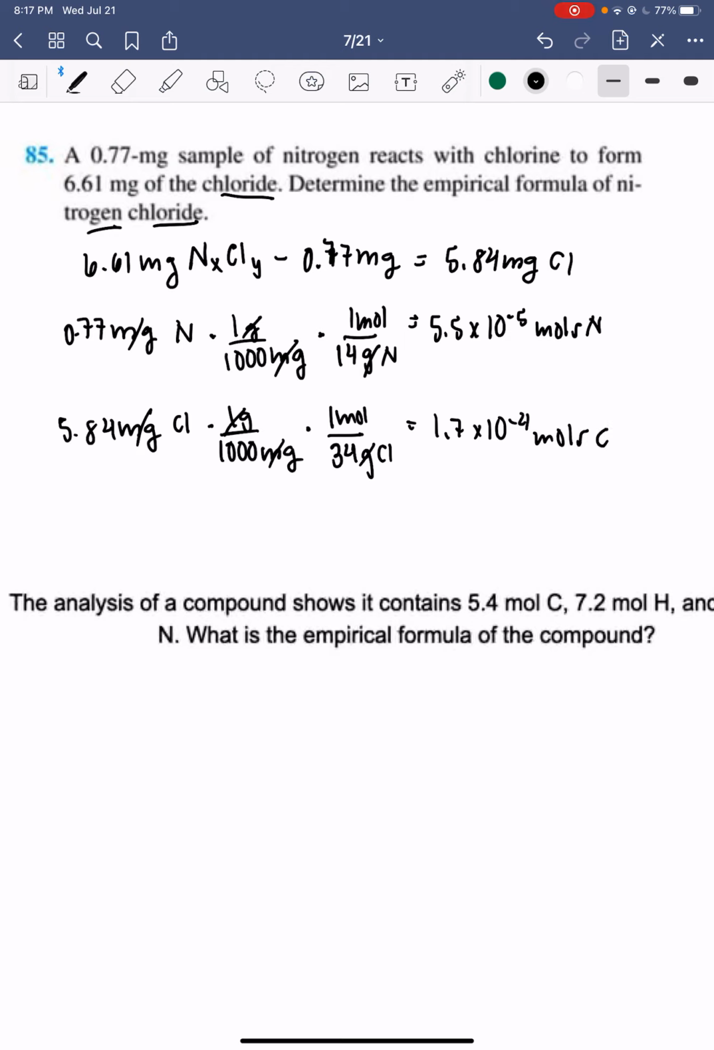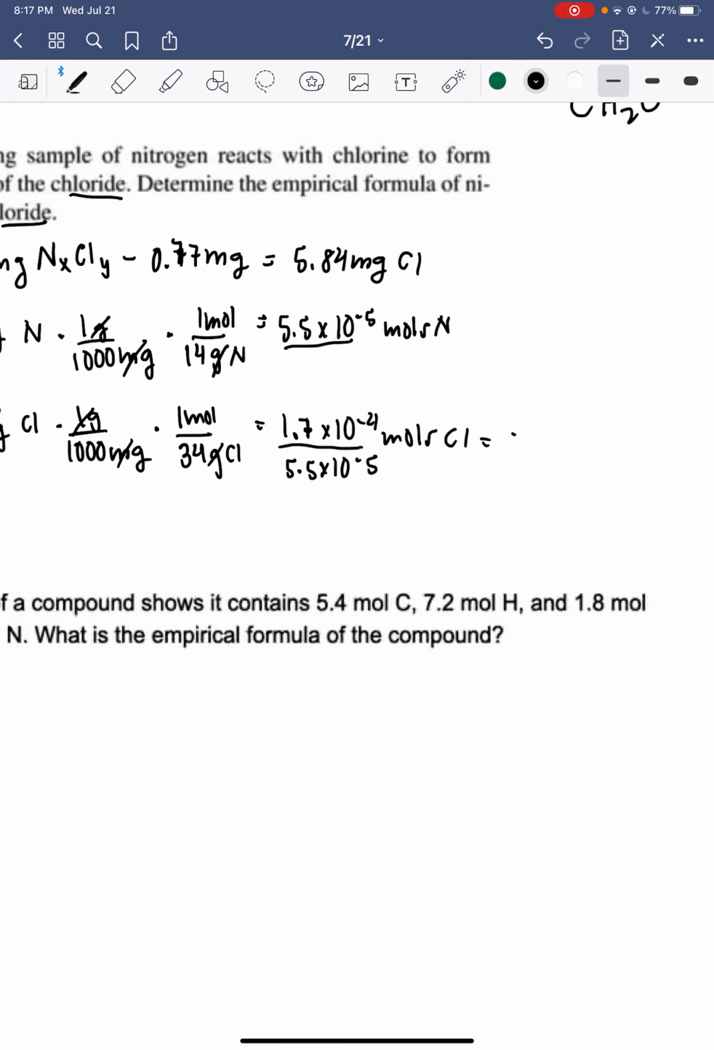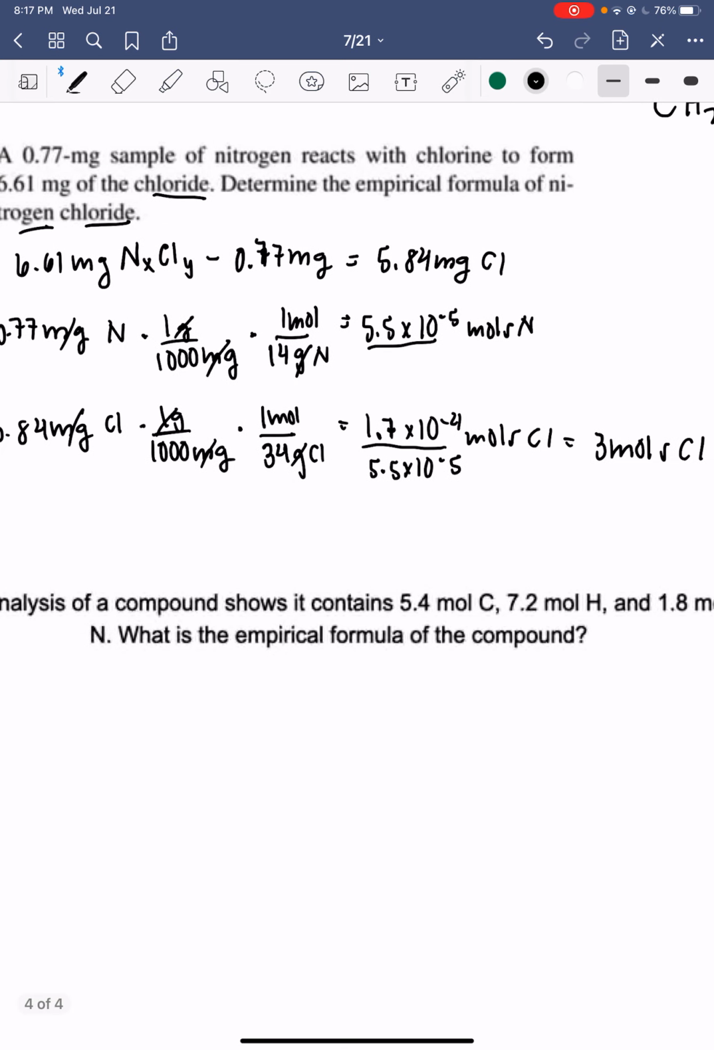Since these are not whole numbers, like I said in the previous example, we need to divide them both by the smallest number of moles available here. And that is 5.5 times 10 to the negative 5. Luckily, we get a nice clean number here, which tells us that we did our math correctly. We just divide this by itself to get 1. And our chloride here, we have, remember, like I said, NXClY. Our X is going to be that 1, but we don't write a 1. And our Cl is going to be that 3.